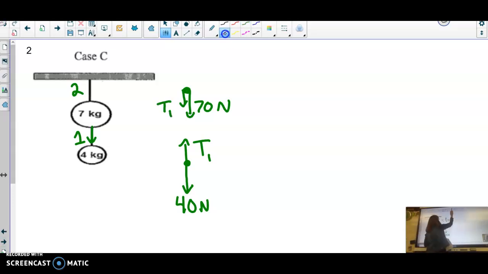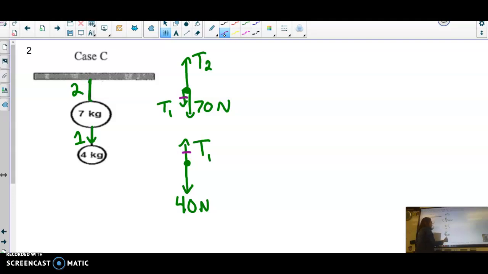So these tensions right here, I apologize I didn't draw them the same size, but those are the same size force. It's the tension throughout the rope. One's just pointed down on the 7, one's pointed up on the other one. Well, there is also the tension in rope 2 holding up this object. And our job is to find the tension in both of those ropes. So I'm going to start down here on the 4 kilogram object. That's a little bit simpler.